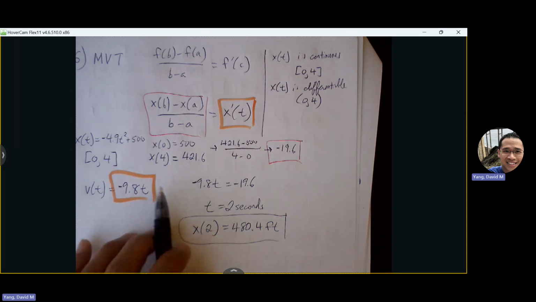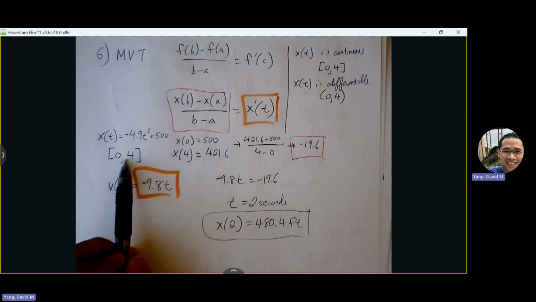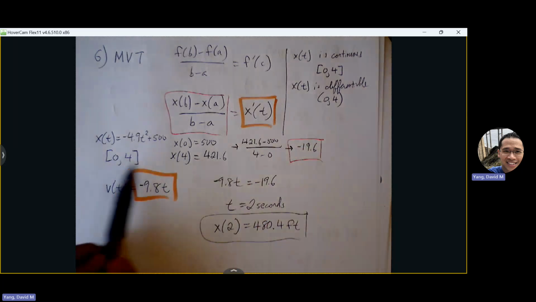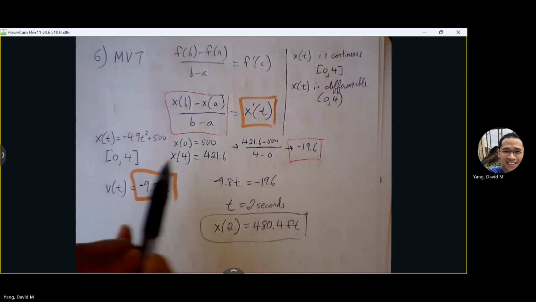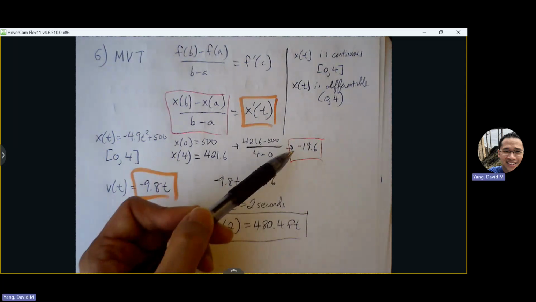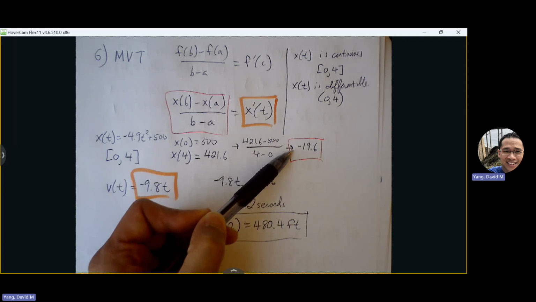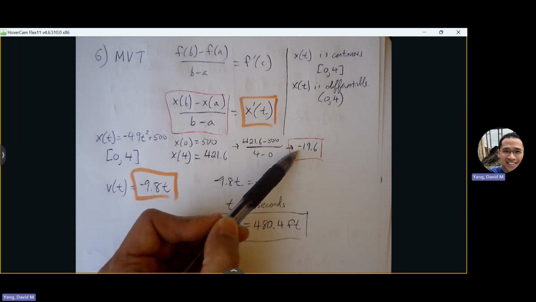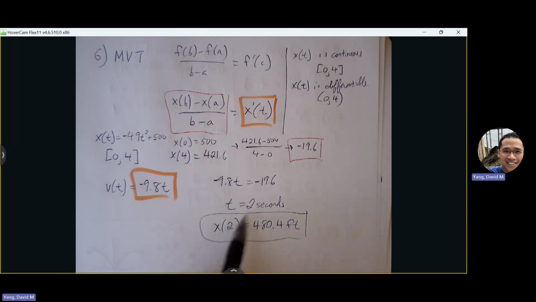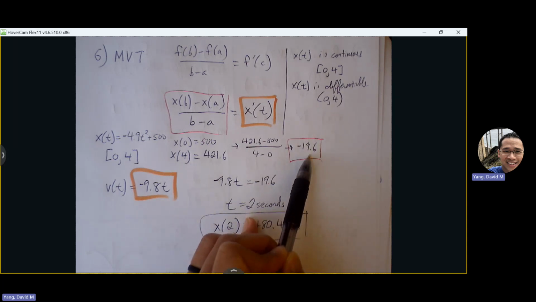Okay, so the big picture here is between 0 and 4 seconds, the average velocity is negative 19.6 meters per second. And we know that if this is the average velocity, this object is going to have to hit this exact velocity at some moment in time. And so the question is, when is it going to hit this exact average velocity? And it's going to hit it at 2 seconds at a height of 480.4 feet. So at this moment in time is when this object is going to reach this exact velocity.